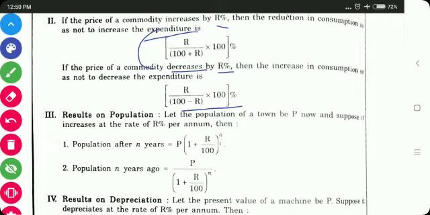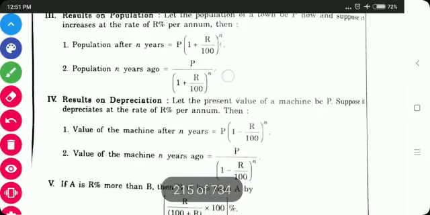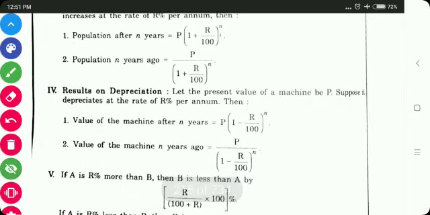Let the population of a town be P now, and suppose it increases at the rate of R% per annum. Then population after n years is equal to P into in bracket 1 plus R upon 100 raised to n, and population n years ago is equal to P upon 1 plus R upon 100 raised to n.